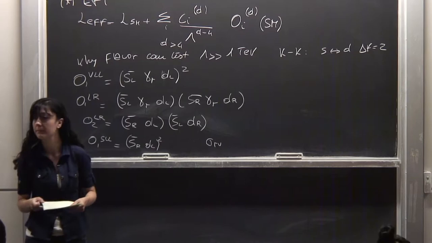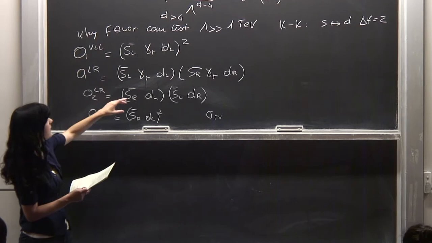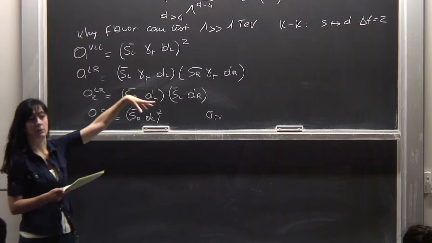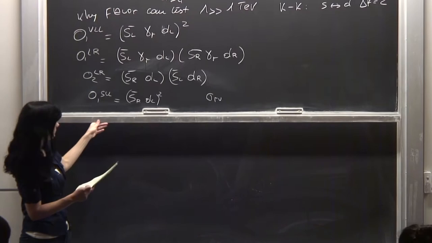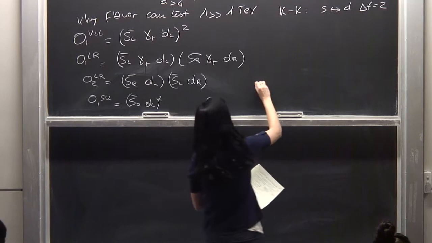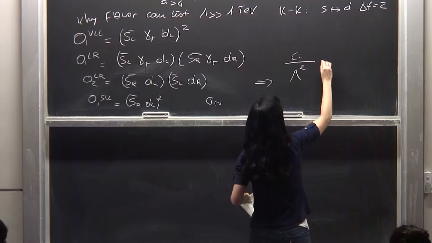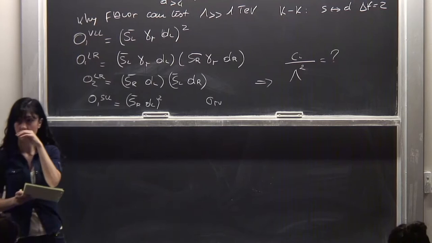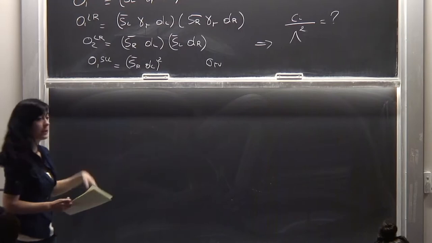So the issue here is to understand what type of scale lambda or Wilson coefficient C_i I can probe once I open up all these higher dimensional operators. So how do I solve this problem? If I ask you what is the combination of C_i over lambda squared that I'm probing, this is what I want to find out. How can I solve this problem?